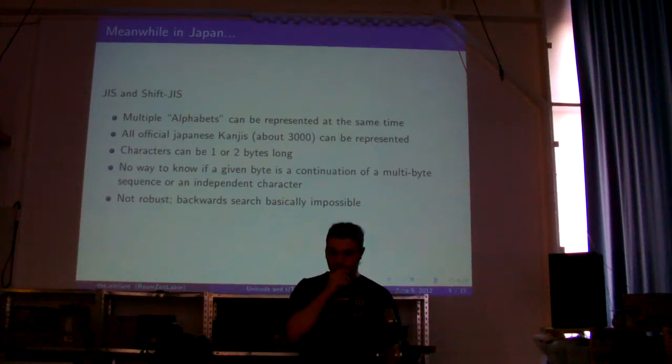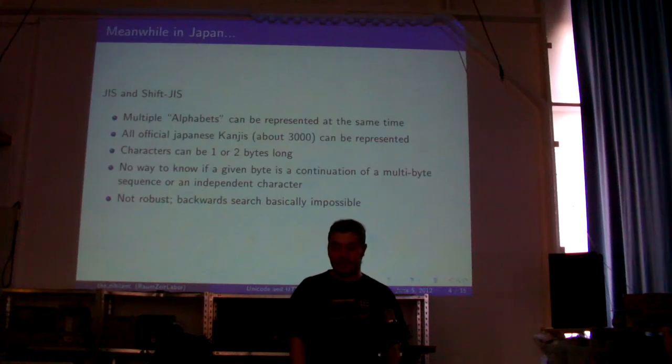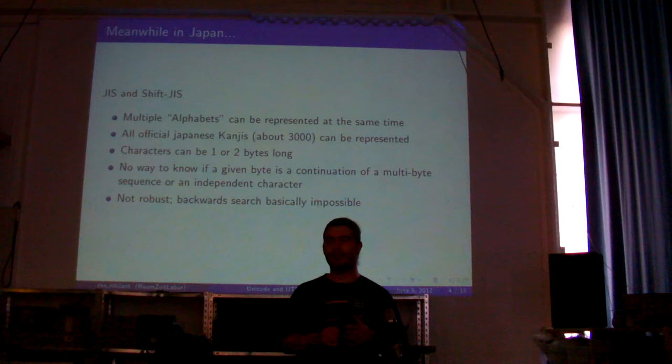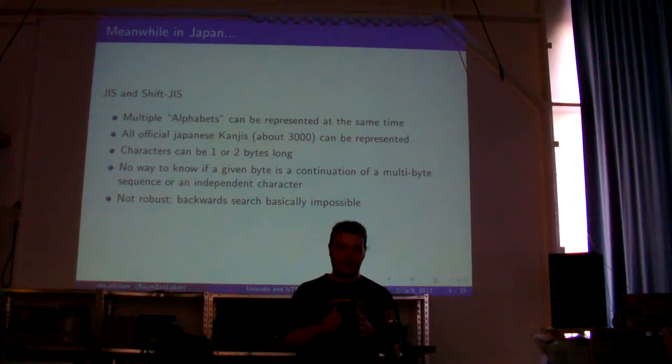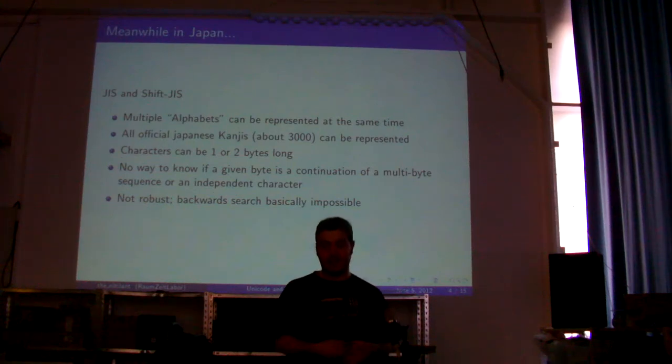Meanwhile, in Japan, they had JIS and Shift JIS, so basically they could represent multiple alphabets at the same time. They could represent all the official Japanese kanji. Characters could be 1 or 2 bytes long. They had a first code to represent just the syllabic characters, where 1 byte was enough, and then they extended it to represent everything else, and then they needed more, of course.